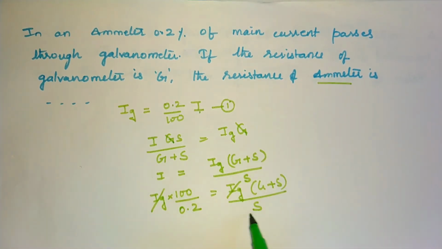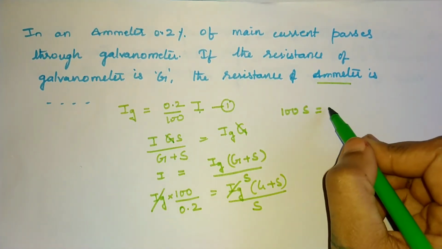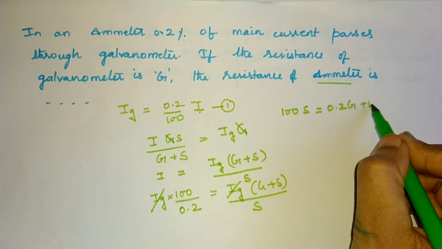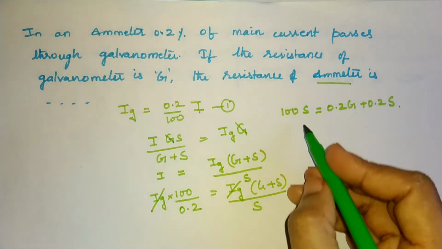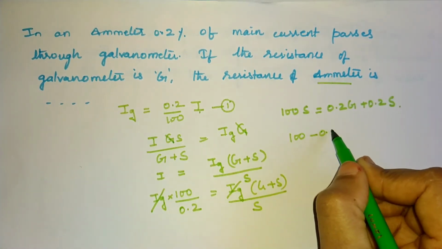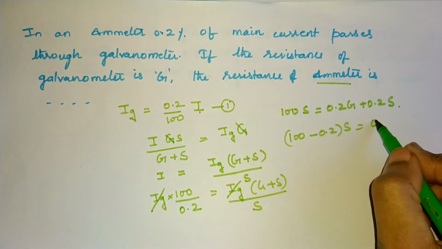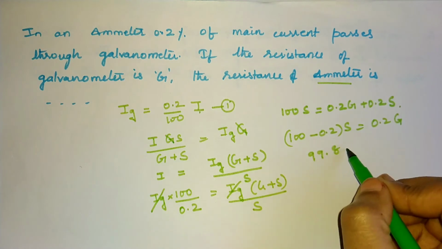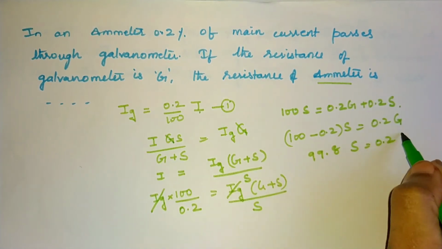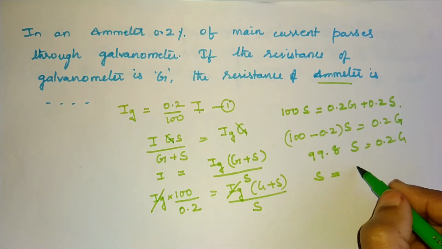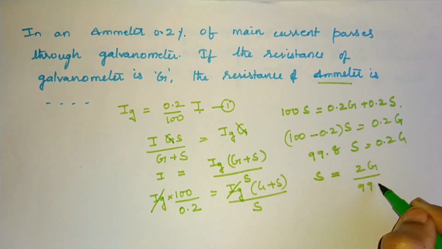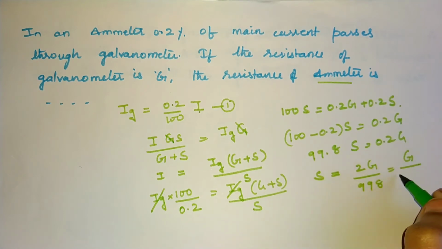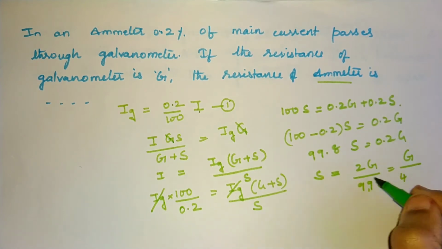What is the shunt resistance coming out to be? Cross multiply. 100S is 0.2G plus 0.2S. Bring all S on one side. 100 minus 0.2 times the shunt resistance is 0.2 times G. That is 99.8 S equals 0.2G. How much is your shunt coming out to be? 2G by 998, or G divided by 499.